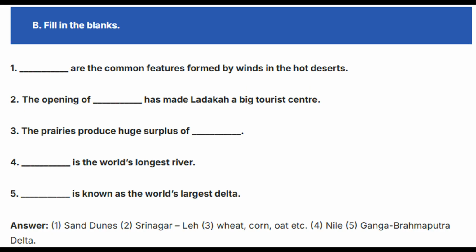B. Fill in the blanks. First, sand dunes are the common features formed by winds in the hot desert. Second, the opening of Srinagar-Leh has made Ladakh a big tourist center. Third, the prairies produce huge surplus of wheat, corn, oat, etc. Fourth, Nile is the world's longest river. Fifth, Ganga-Brahmaputra is known as the world's largest delta.